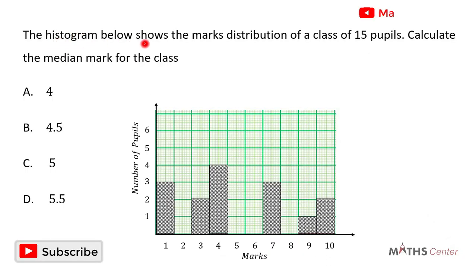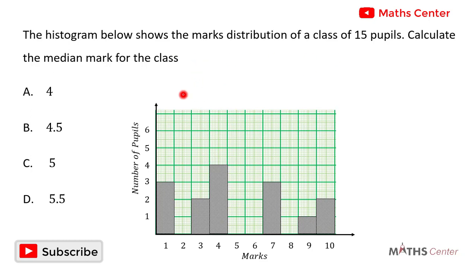The histogram below shows the marks distribution of a class of 15 pupils. Calculate the median mark for the class. This is a multiple choice question, so you solve the question, and after that you pick the correct option. We are going to use this histogram to calculate the median mark for the class.